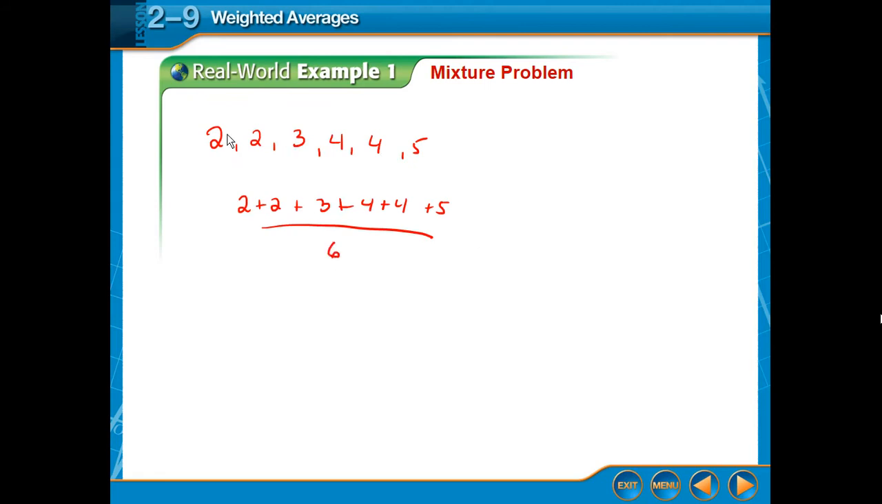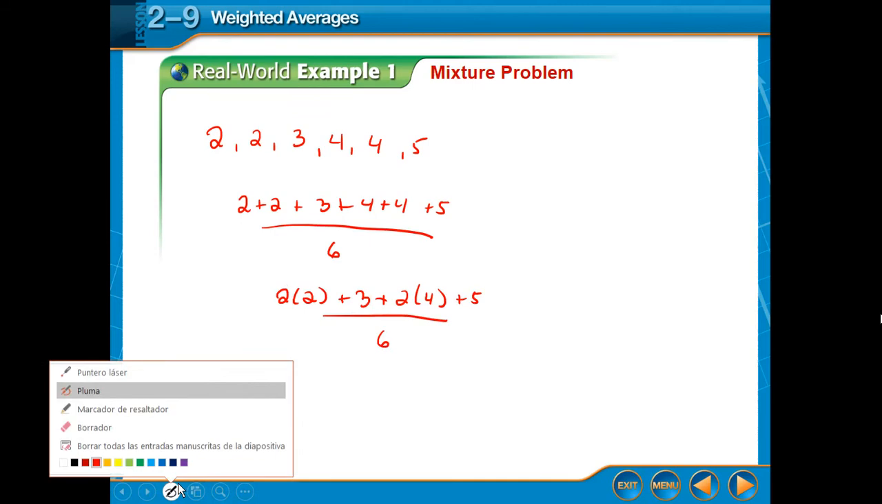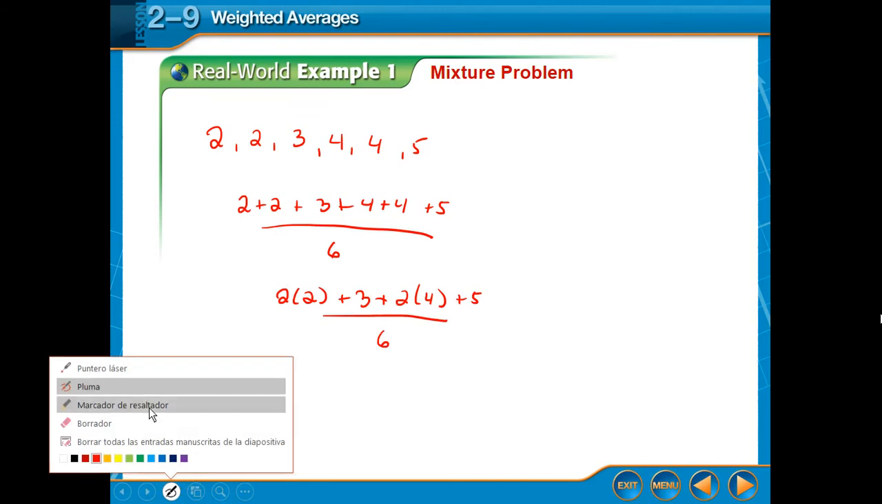If you notice, sometimes there's a repeated number. Here I have two 2s, so I can say 2 times 2 plus that 3. And then there's two 4s, so I can say 2 times 4 plus the 5. And it's still divided by 6. So this is when you have a kind of repeated average. That's one type of weighted average, so we're going to use that to solve some of these problems.